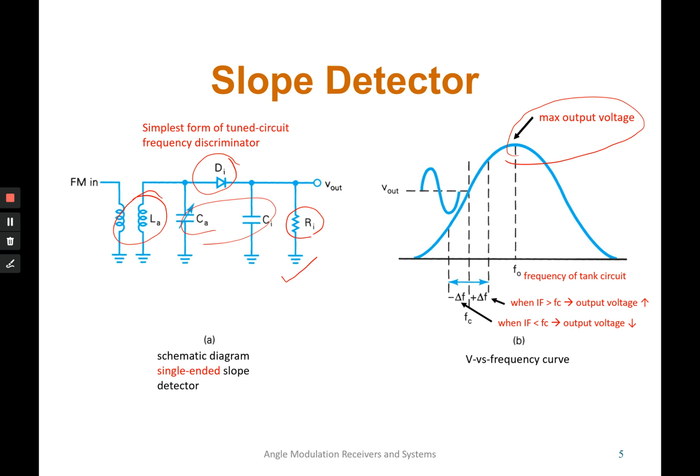It also shows us that if the IF frequency is more than the frequency of the carrier, the output voltage will increase, and when the IF frequency is less than the carrier frequency, the output voltage will decrease. So this is what is meant by the frequency deviation over here.